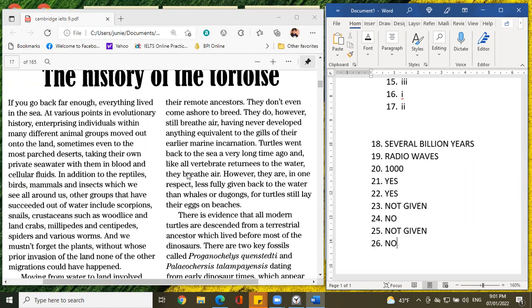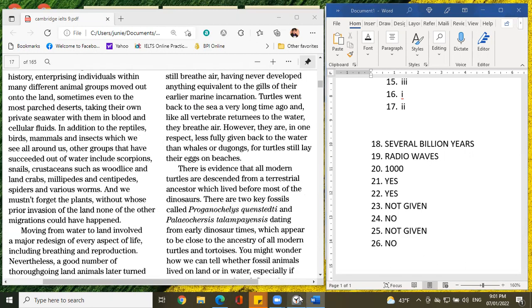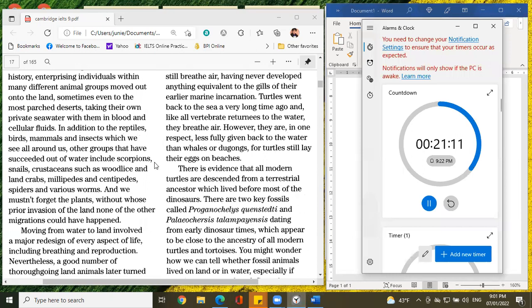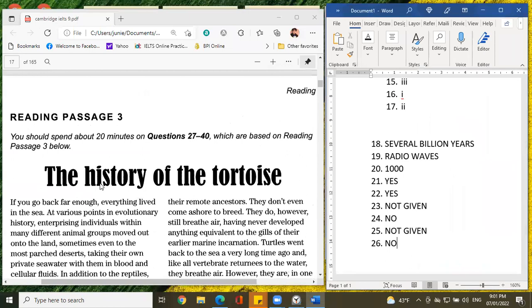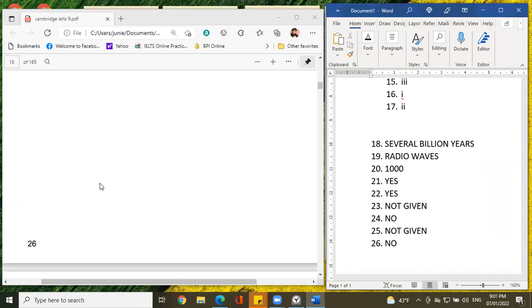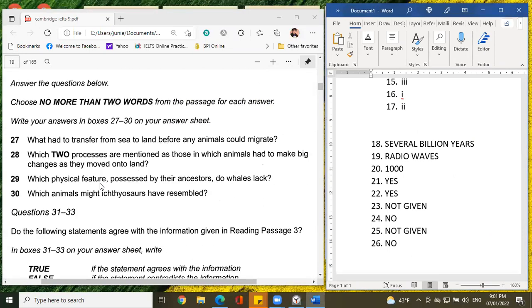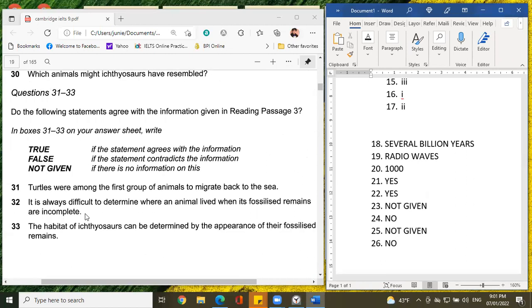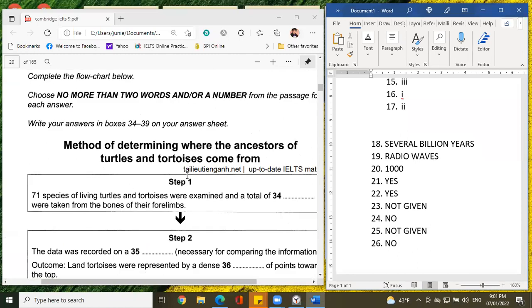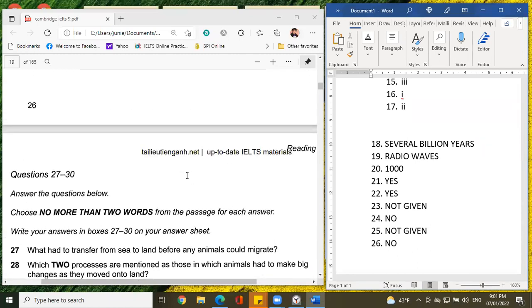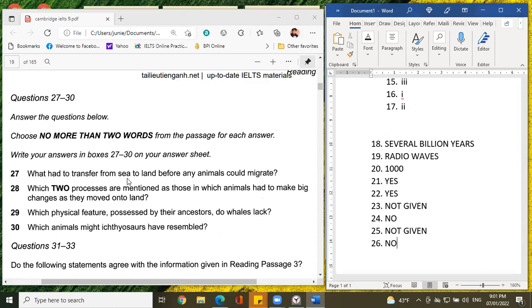Woo! Ilang minutes na lang. 20 minutes. Saktong-sakto lang, guys. Turtles, baba na tayo dito. Huwag na tayo magbasa. No more than 2 words. What? Tapos, true, false, not given. Tapos, ayun. Okay. Unahin na natin to. What had to transfer from the sea to land before any animals could migrate?